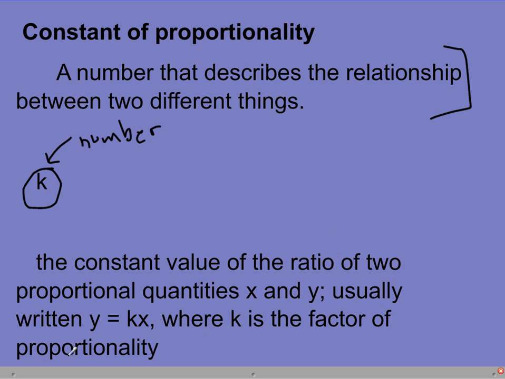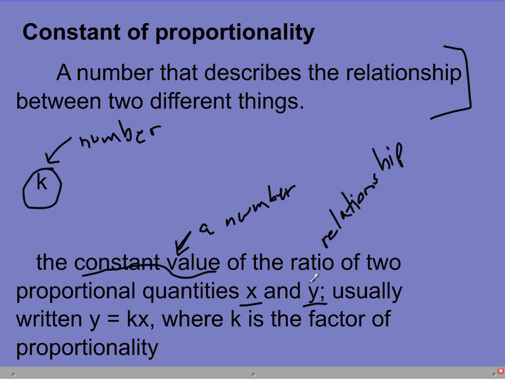So let's look at this mathy definition for a minute. The constant value, what does that mean? That just means a number. 3, 7, 10, 1/2, etc. The constant value of the ratio, a ratio is a relationship between 2 things, comparing 2 things, of 2 proportional quantities, x and y.